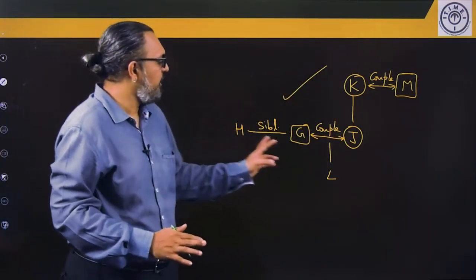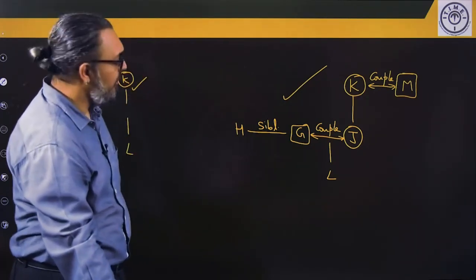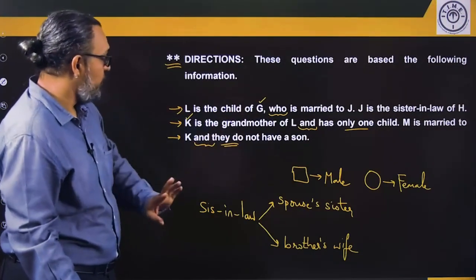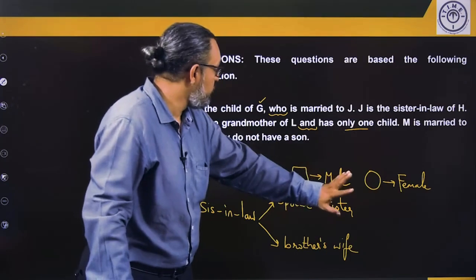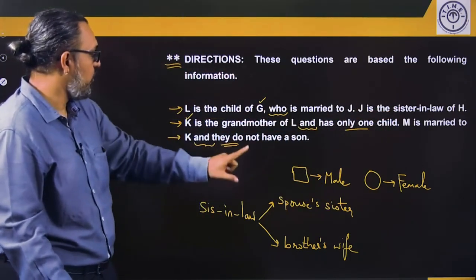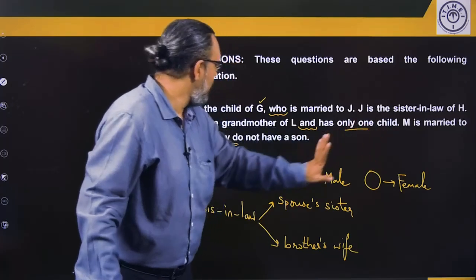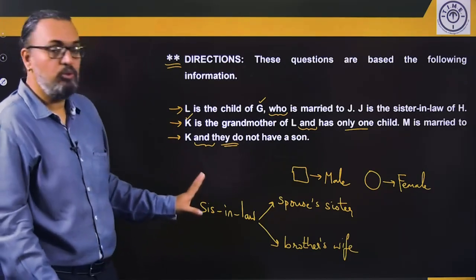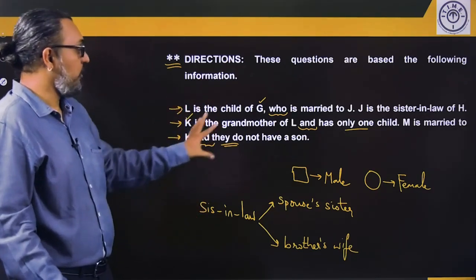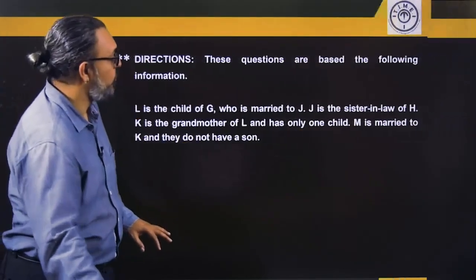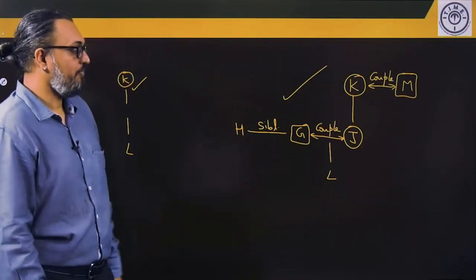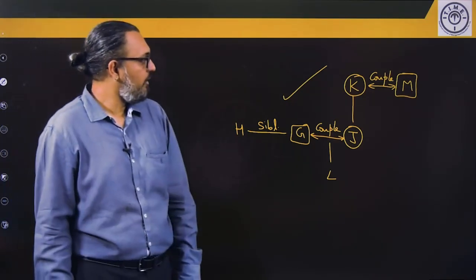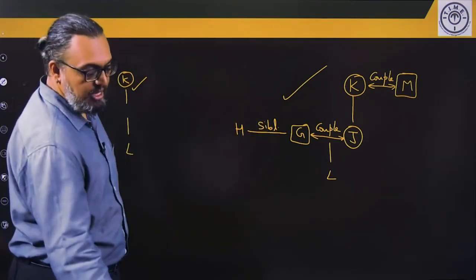Let us just confirm whether for H and L we have any indication regarding their genders. L is a child of G, that is all they said, and K is the grandmother of L, that is what they said. J is the sister-in-law of H, and H is not coming anywhere. And only one child they said, they never said only son. They do not have a son is what they said. Okay, so that is what we do here. So this is your total instructions given. So this will be my final family tree based on that. Understood that? Okay, yeah. So now based on this we have some questions, let us answer it.